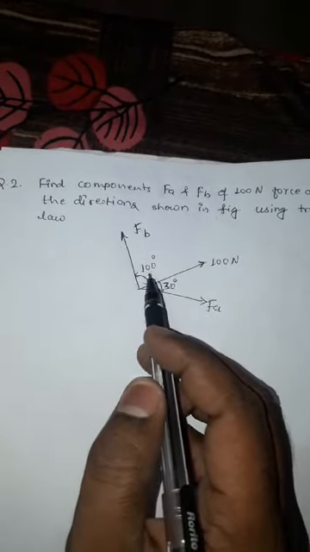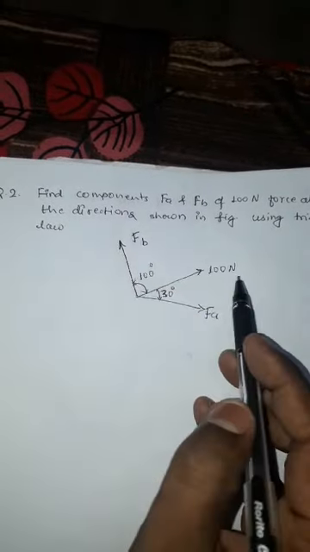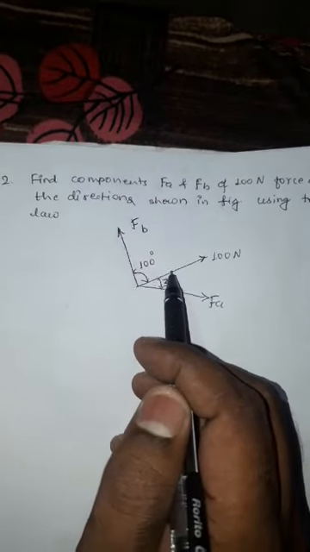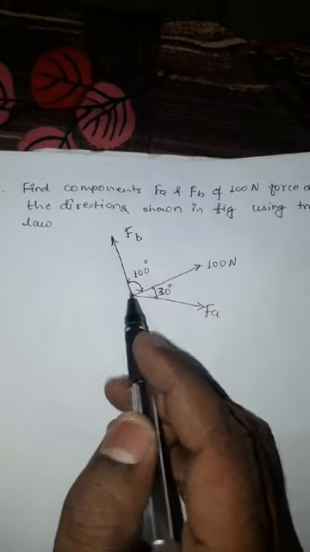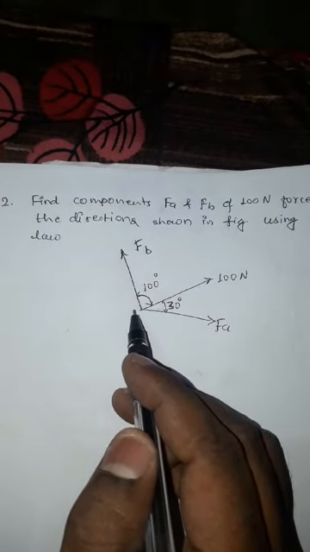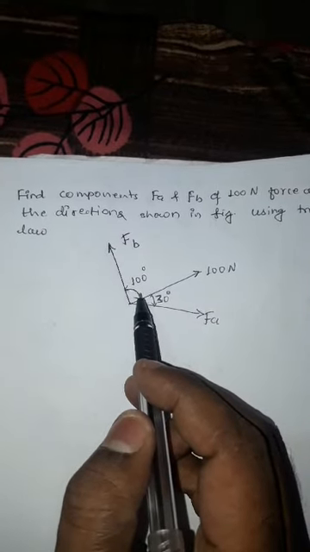Triangle law is applicable for how many forces? For 2 forces. So this is Fa and Fb, 2 forces, and this 100 Newton will be the resultant of these 2 forces. So initially I am going to convert this figure into a triangle.